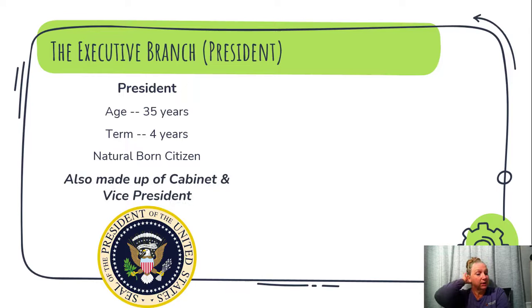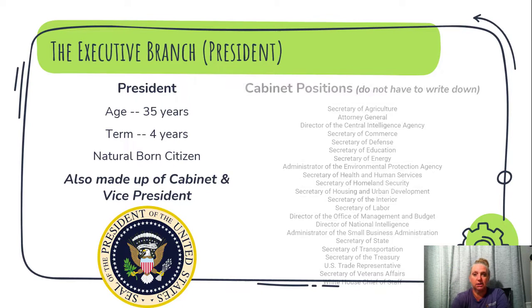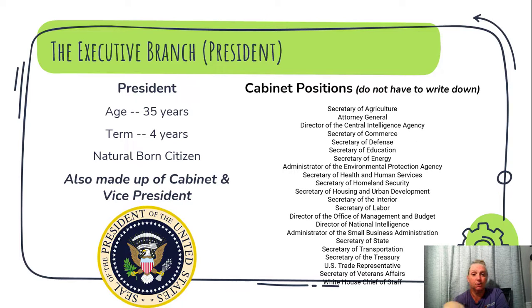Okay, this branch is also made up of the cabinet. So this is all your secretaries, Secretary of State, Defense, Interior, Education, and the Vice President. So you don't need to write this down, but you might want to peruse this list. Here are some cabinet positions. There are 16 official cabinet members, but then you also have some additional ones like the White House Chief of Staff, the Administrator for the Environmental Protection Agency. Even though it's not considered a cabinet position, it acts like a cabinet position.